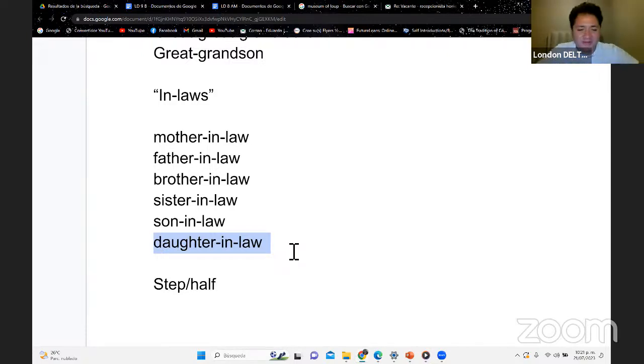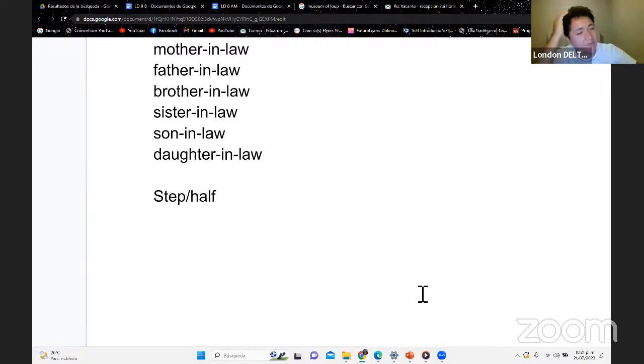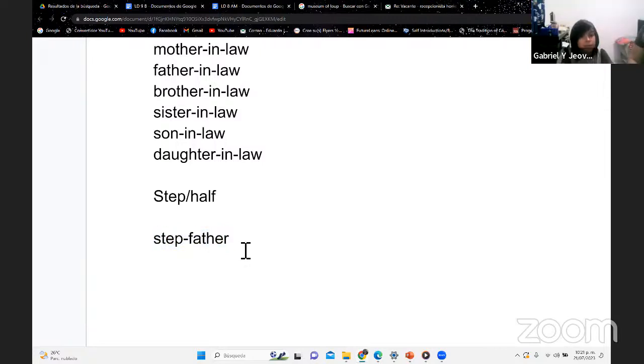Very well. And now we also have step and half. A step and half, esos de plano no tienen como una relación de sangre ni de matrimonio. I'm going to give you the example. For example, stepfather. Aquí vamos a utilizar el prefijo step. ¿Y esto qué creen que quiere decir? Stepfather. Como padrastro. Exactly. So, in this case, there's no relation of blood. No hay una relación de sangre ni nada, ¿no? Entonces, stepfather. Ok, y sería lo mismo para decir madrastra.